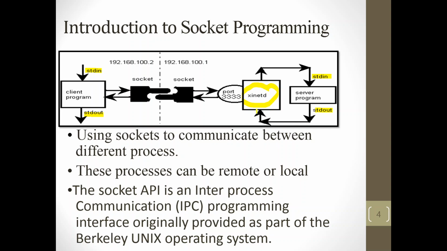The server program is ready and listening through a socket uniquely identified by the combination of the IP address 192.168.100.1 and port number 3333. A client program can then connect its own socket to the server socket. After a successful connection using the three-way handshake, the client and the server can exchange bytes. Sockets are used to communicate between different processes, both locally and remotely.